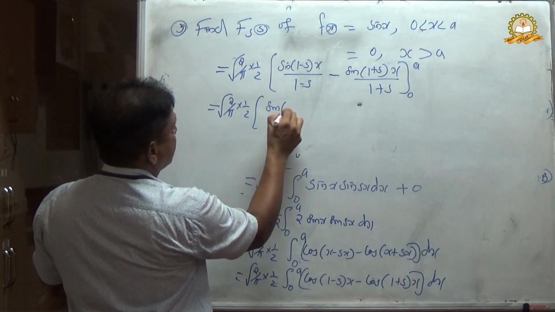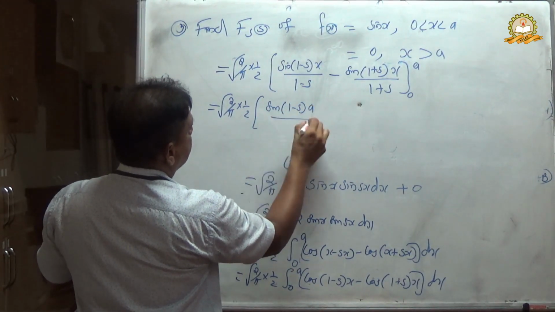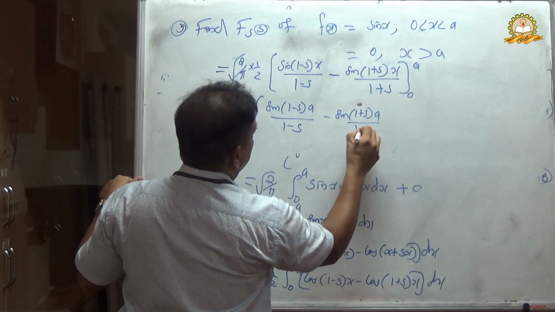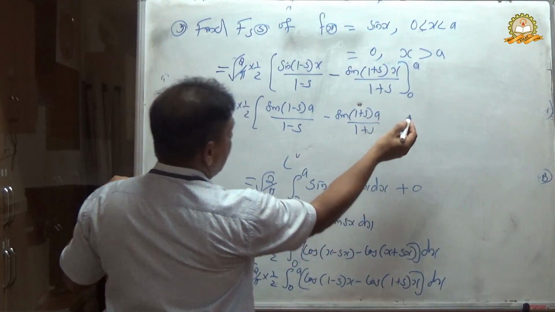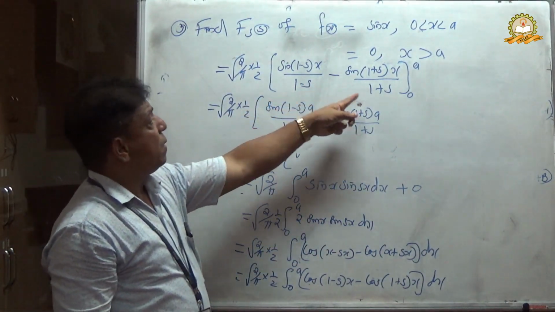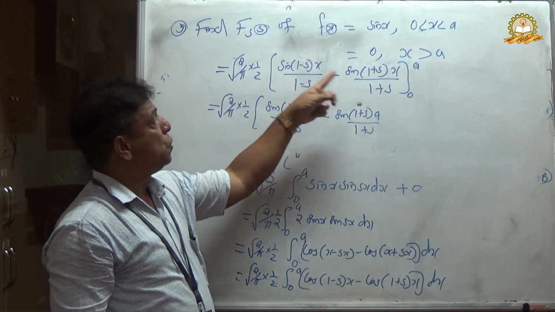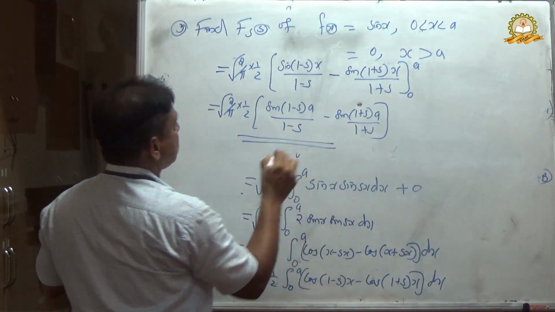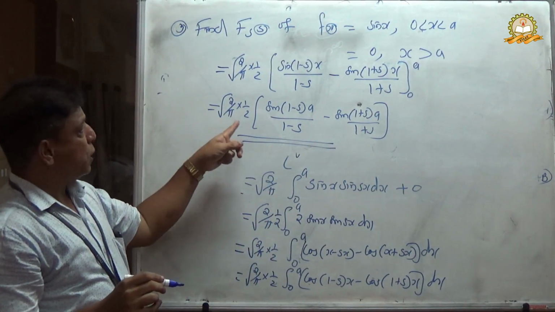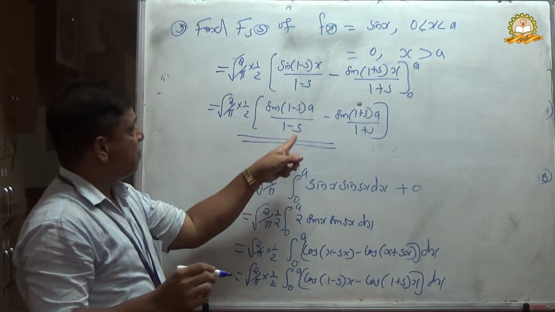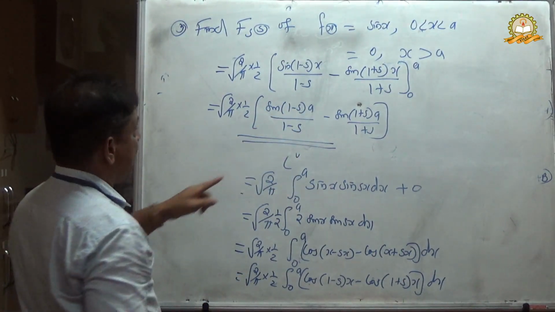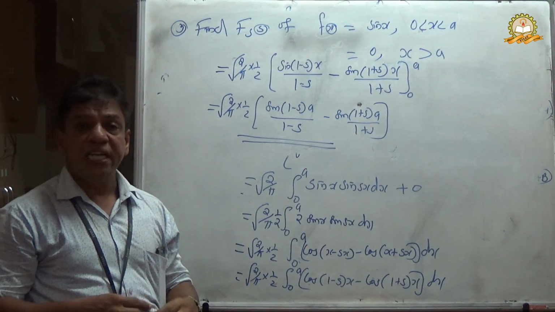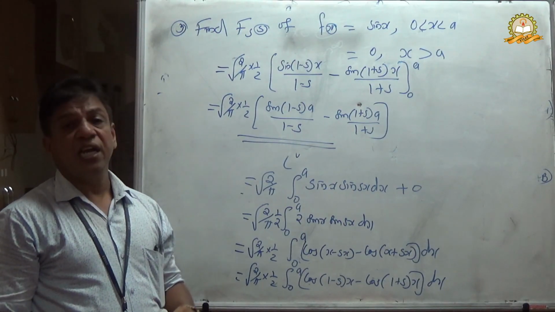When we apply the upper limit, sin 1 minus s into a by 1 minus s minus sin 1 plus s into a by 1 plus s. When we apply the lower limit, what will happen? This will be 0, sin 0, 0. Again it will be 0. Therefore, the final result will be root of 2 by pi into 1 by 2 sin 1 minus s into a by 1 minus s minus sin 1 plus s into a by 1 plus s. This is the procedure to find the Fourier sine transform of a given function.